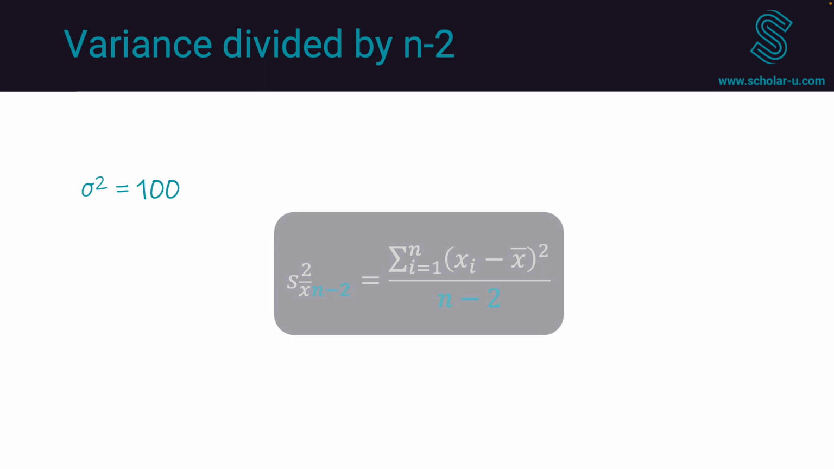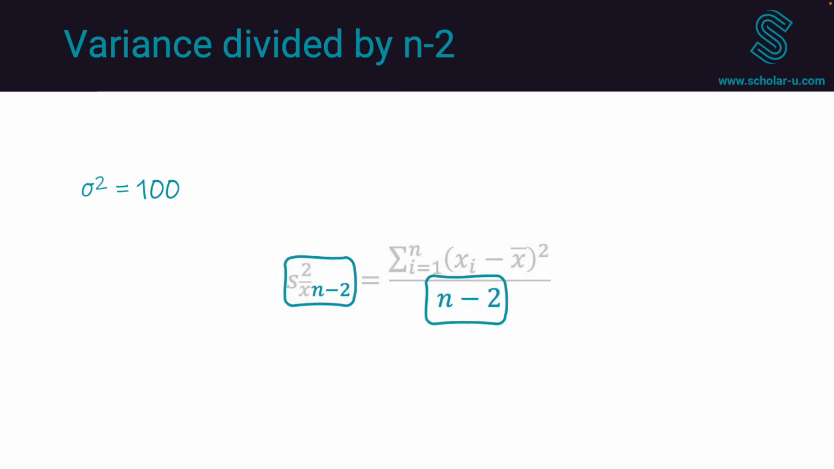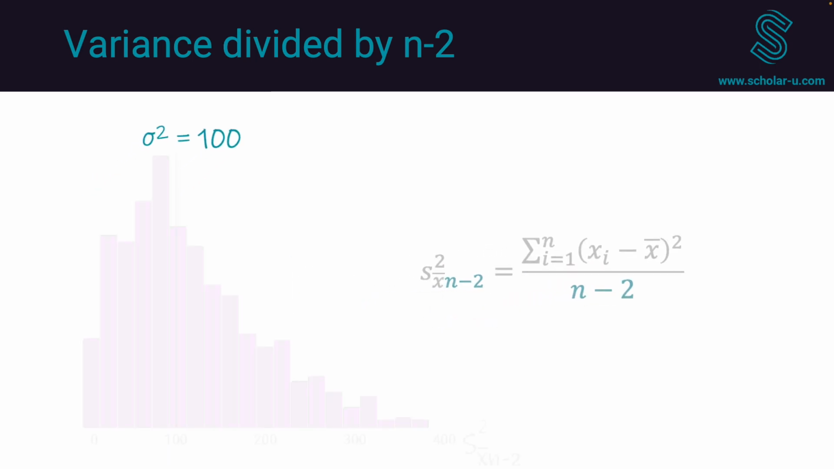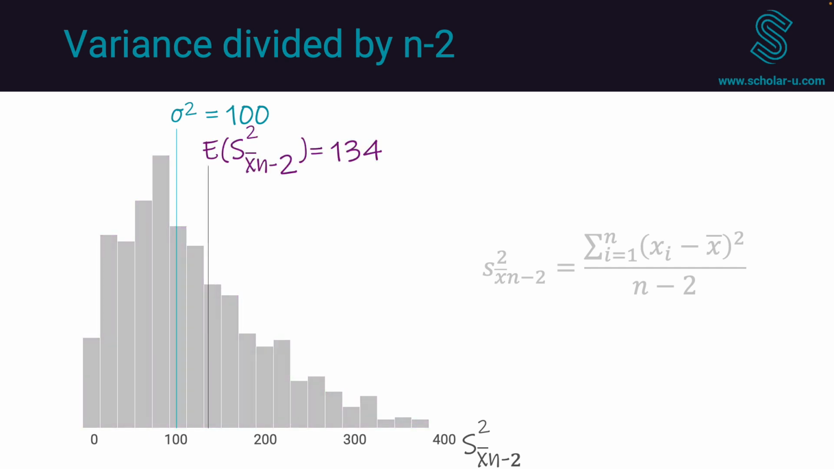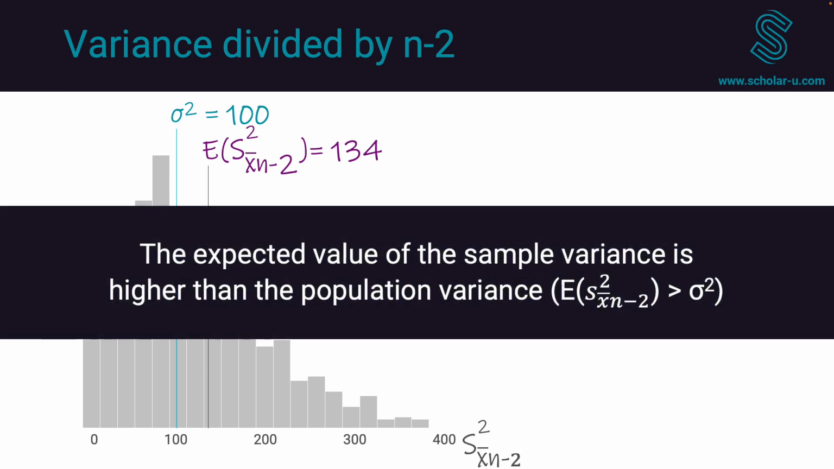Note the change in the subscript of the variance symbol S, which now includes n-2. In this instance, we gather multiple samples of size 5 and visualize the data through a histogram. Upon calculating the expected value, we obtain a result of 134, significantly larger than the population variance. Therefore, our conclusion is that the sample variance is higher than the population variance when we use the n-2 denominator.